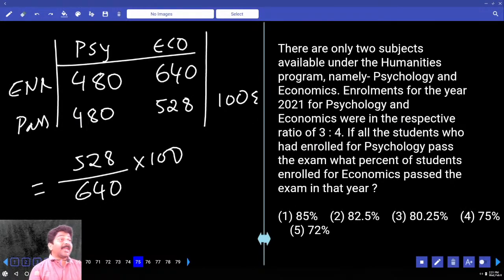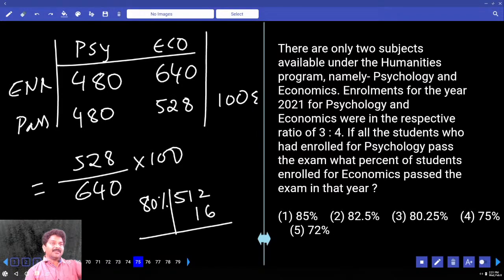64. Let me take 8 times 64. 8 times 480. 4 into 8, 32. 480, 32. 512. So 512 is equal to 80%. Still we have to add 16 more. Then only we get 528.